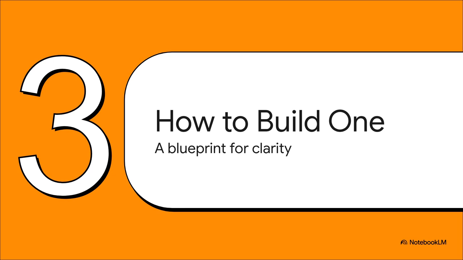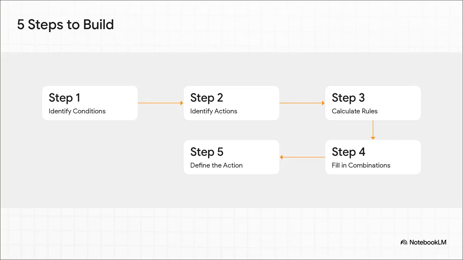Okay, so theory is one thing, but how do we actually build one? Turns out it's a surprisingly simple process. It really just boils down to 5 steps. You figure out your conditions, you figure out your actions, you do a little math to see how many rules you need, you fill in all the scenarios, and then you just define what to do for each one.